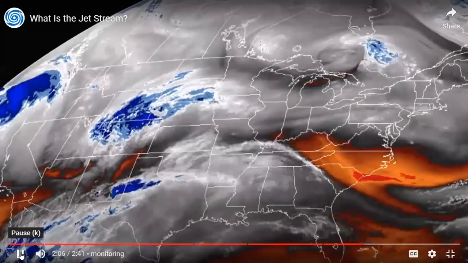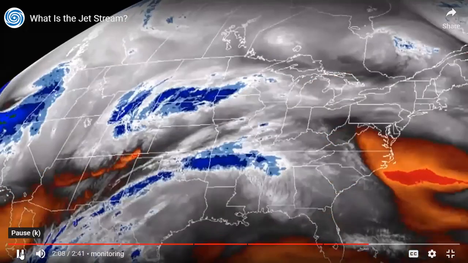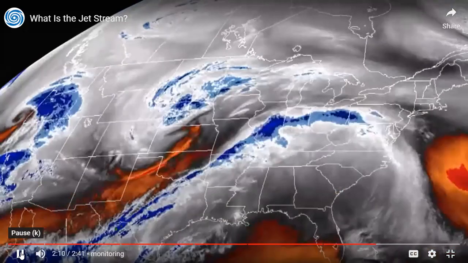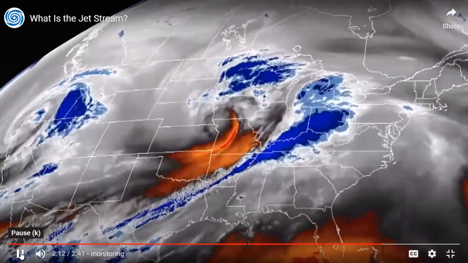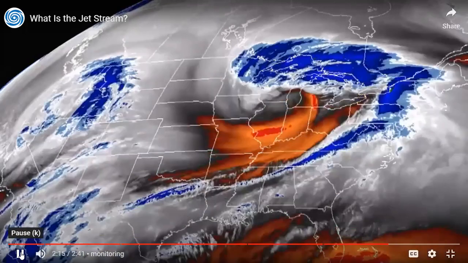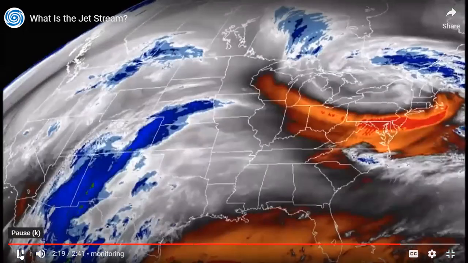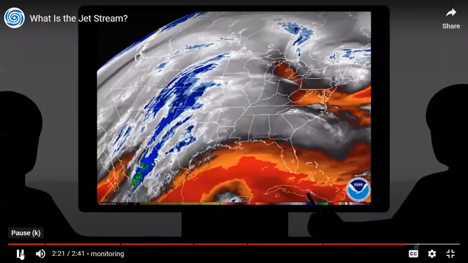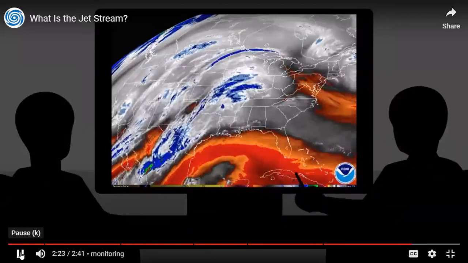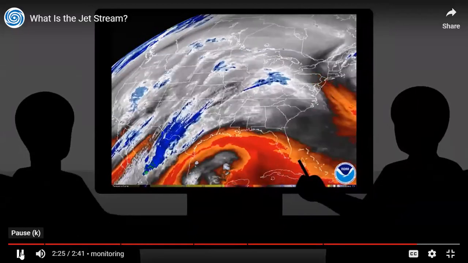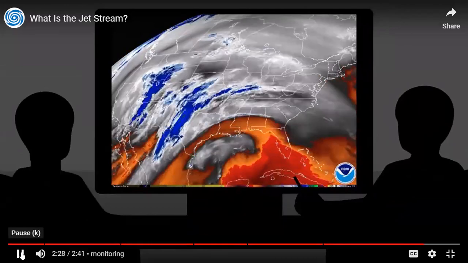NOAA's GOES-R series satellites use infrared radiation to detect water vapor in the atmosphere. With this technology, meteorologists can monitor the location and activity of the jet streams. The GOES-R series satellites can give up-to-the-minute reports on where jet streams are in the atmosphere and where weather systems might be moving next. Find out more about Earth.